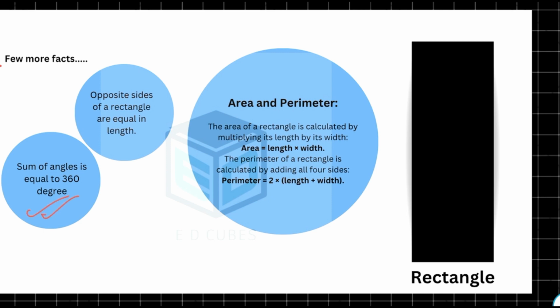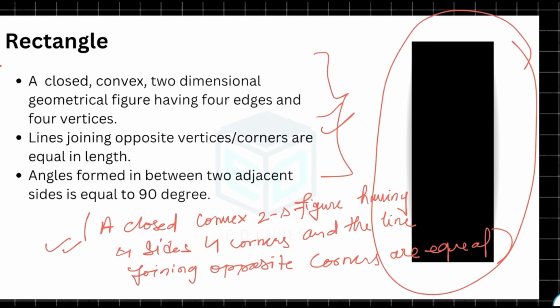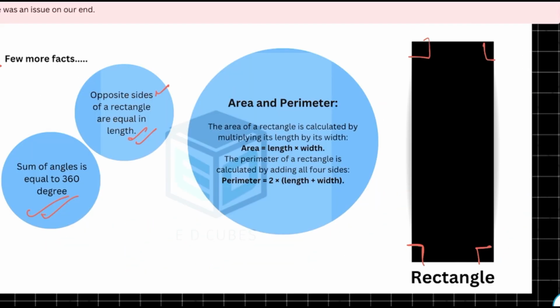Sum of angles is equal to 360 degree. This angle, this angle, this angle, this angle. The sum of these four angles is equal to 360 degree. Opposite sides of the rectangle are equal in length. When we satisfy all these conditions, the opposite sides come to be equal. You can draw your own rectangle and then check it.